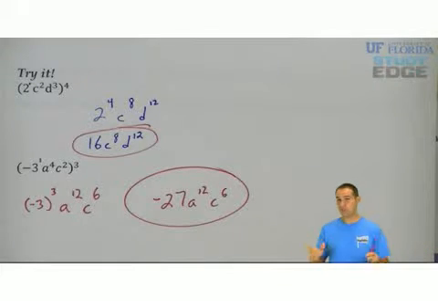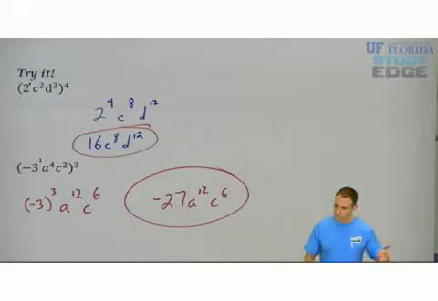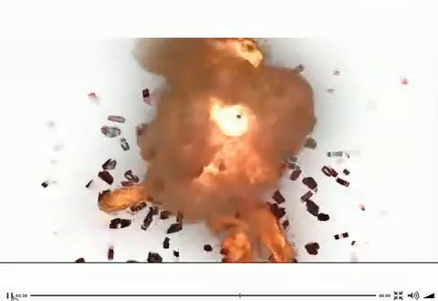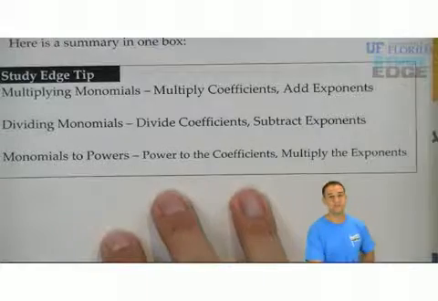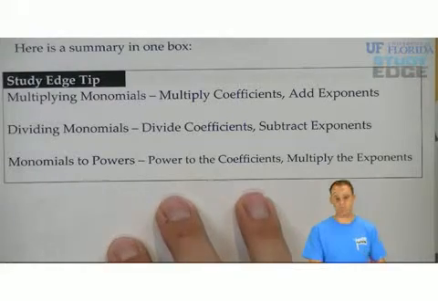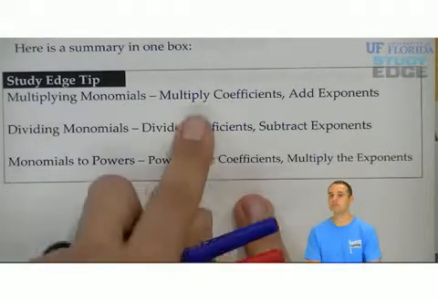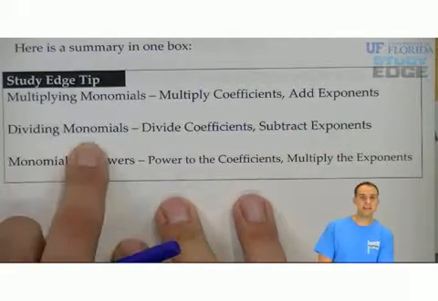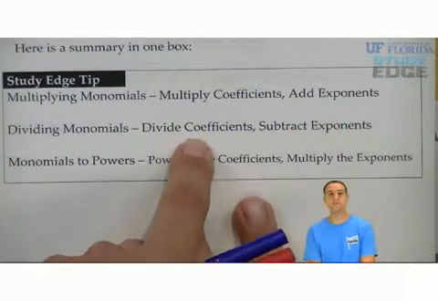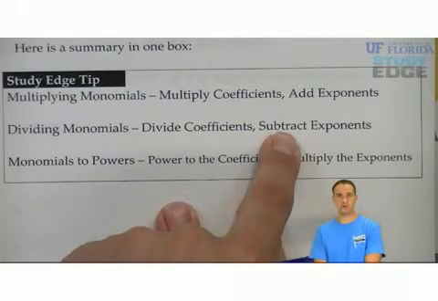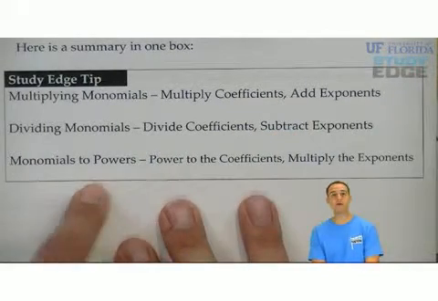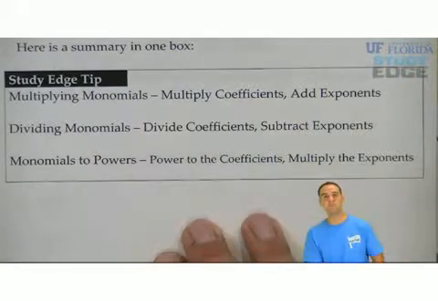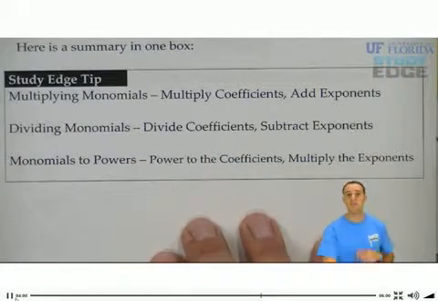So if you watched this video and the other ones, we now have one nice big summary in one box. When you multiply monomials, you multiply the coefficients, add the exponents. When you're dividing monomials, you divide the coefficients and subtract the exponents. And a monomial to a power, which is this video, you take the power to the coefficients and you multiply the exponents. So that's what we're doing.